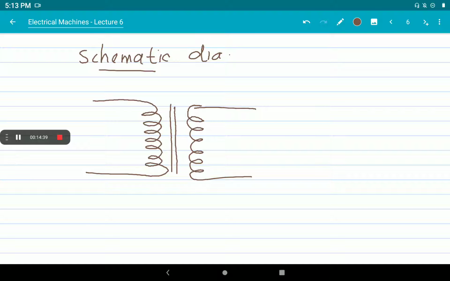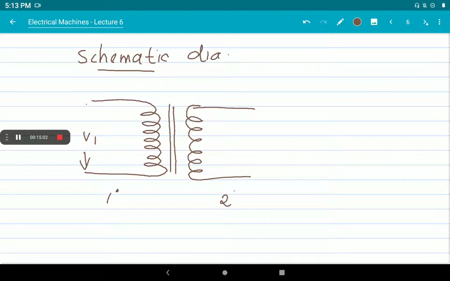Conceptually, in a transformer there are 2 windings. One is called the primary winding, which is denoted like this, and the secondary winding is this. We know that the function of a transformer is to transfer electrical energy from one electrical circuit to another. So we are giving a voltage V1 at this terminal on the primary winding. V1 is applied on the primary winding, and the voltage at this terminal we take as V2.